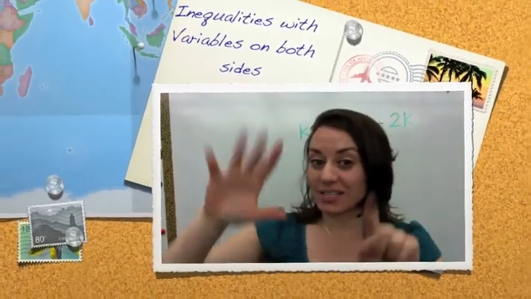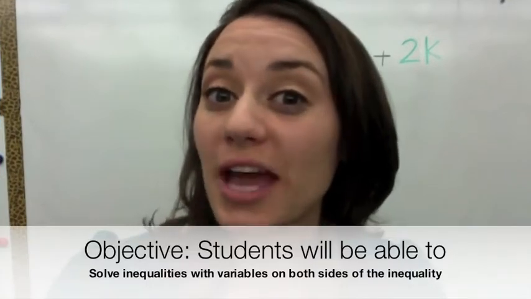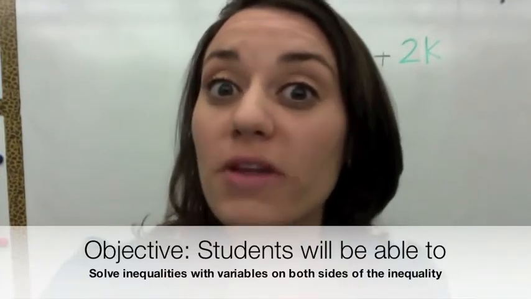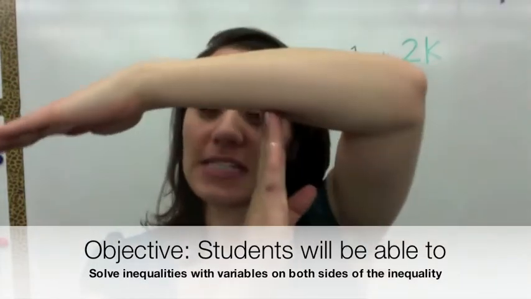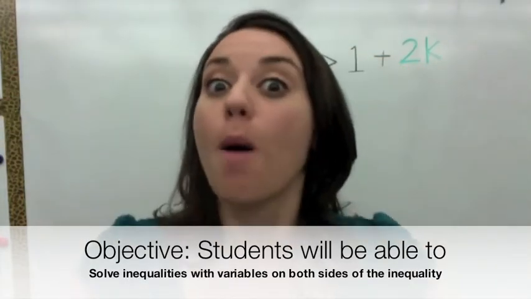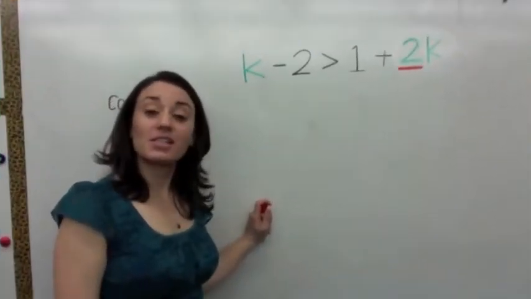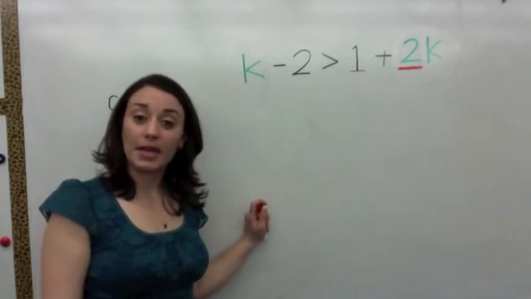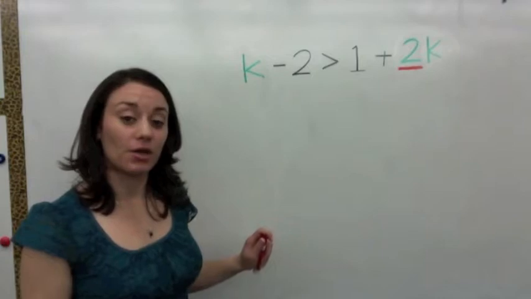Inequalities, Part 6. Can you believe there's a Part 6? In today's lesson, students will learn how to solve inequalities with variables on both sides of the T-bone steak. Where? Both sides of the T-bone steak. Very good. This is a special type of inequality because you will notice something very different.